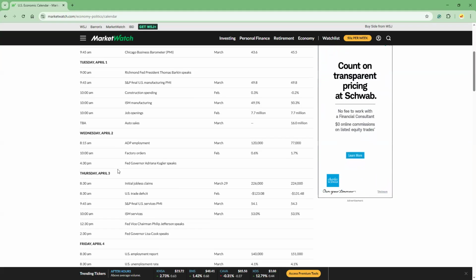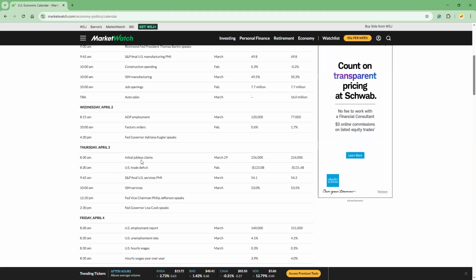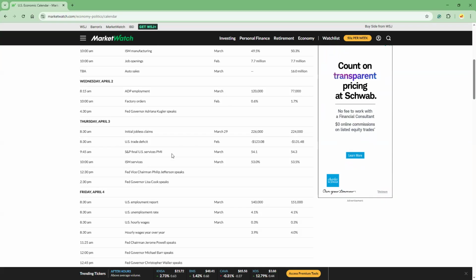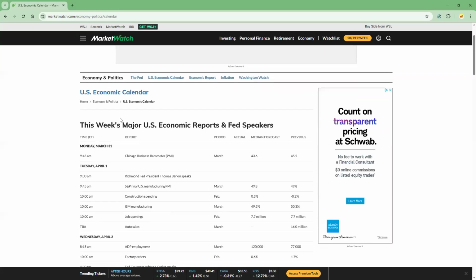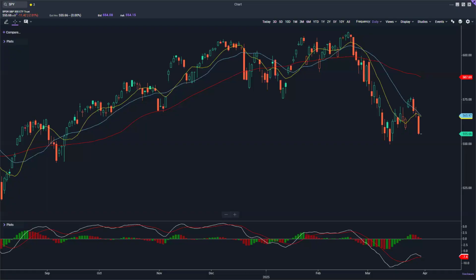Wednesday, we got factory orders, ADP employment. And then Thursday is another big day. We got initial jobless claims, the U.S. trade deficit. We have the ISM services. We have the Fed speaking a little bit there. And then Friday, U.S. unemployment report, U.S. unemployment rate, U.S. hourly wages coming out. And then Jerome Powell is going to be speaking a little bit at 11:25 on Friday. So it's going to be a very busy week as far as the economic calendar is concerned. And then remember, we got tariffs kicking in on April 2nd. So that's another driving factor for the markets to continue to pull back here.